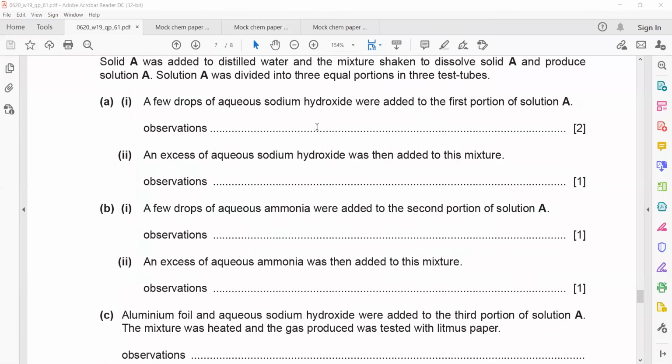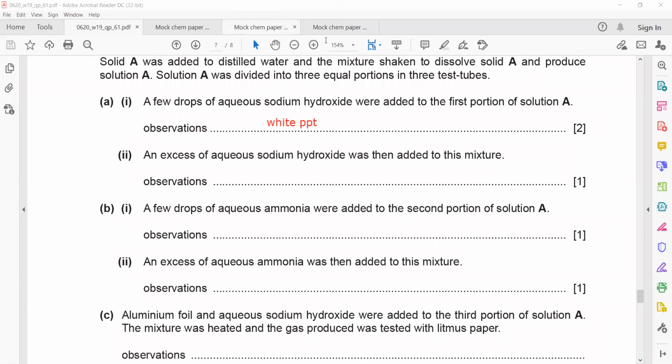A few drops of sodium hydroxide were added. When we add sodium hydroxide and we have a zinc salt, what is the observation? It will be a white precipitate. So in the beginning, it will form white precipitates.